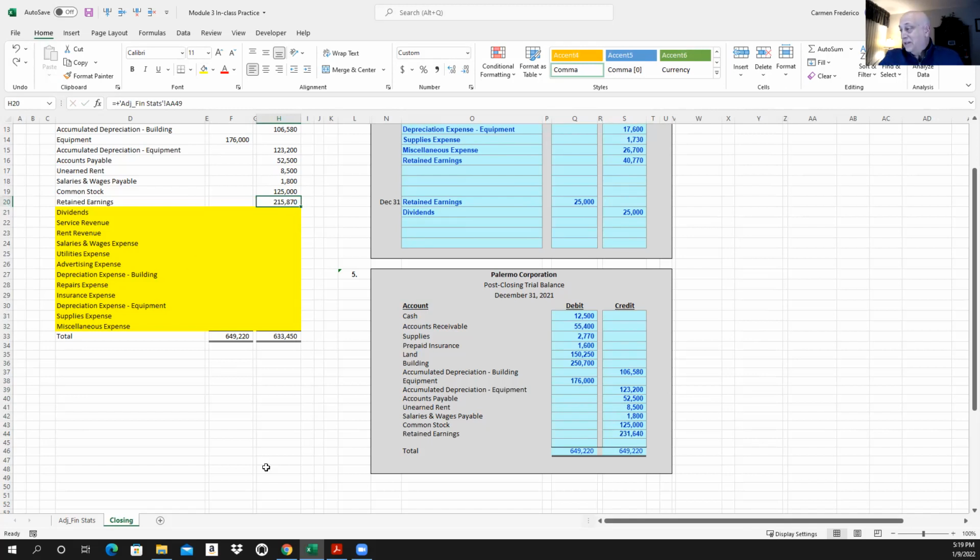Okay, so that's it for the adjusting process. Once you do your closing entries, you're all set for the new year. All those balances will be your beginning balances for next fiscal year, and you start accumulating more revenues and expenses and go through an accounting cycle all over again.